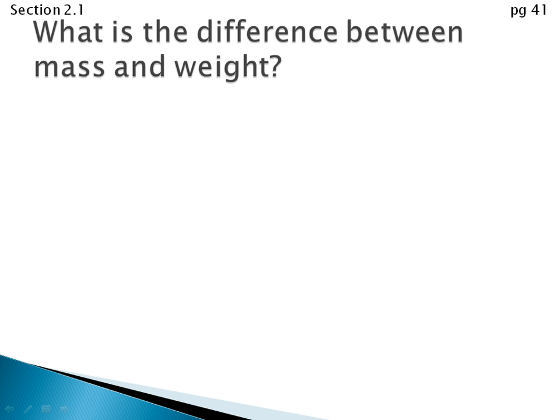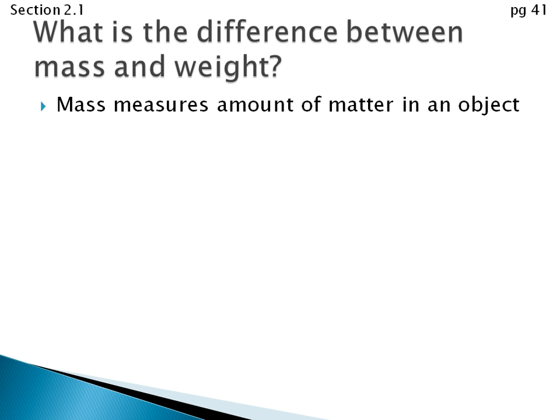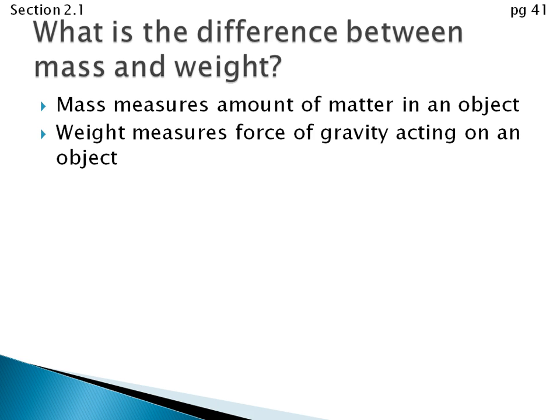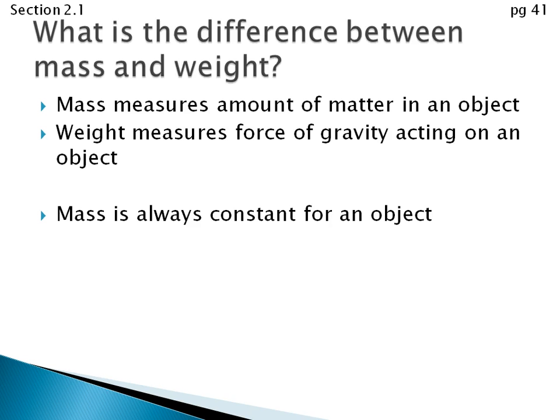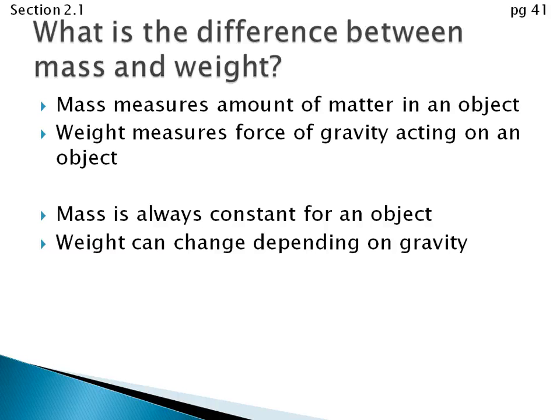The next thing is what is the difference between mass and weight? This is just looking at the definition. Mass is the measure of the amount of matter in an object, while weight measures the force of gravity acting on an object. So for example, mass is always constant for an object. It does not make a difference where we're at, while weight can change depending on gravity. So if I was to go to the moon and measure my mass, it would be the exact same as it is on Earth. But if I measured my weight, it would be significantly less because there's less gravity.